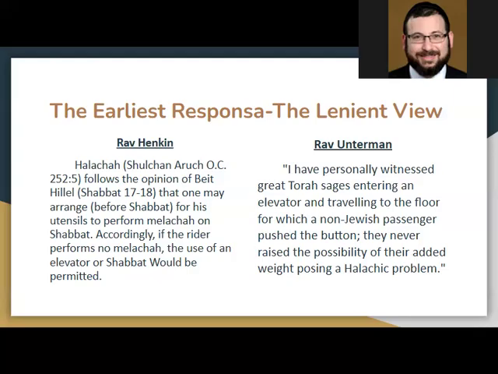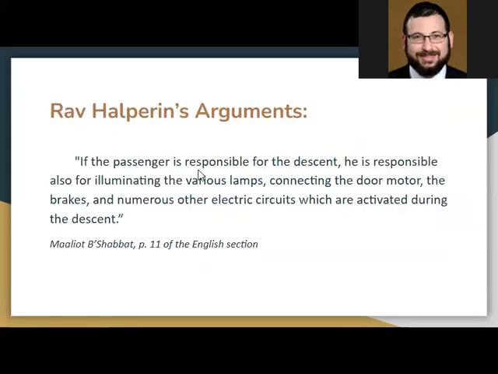However, this is where things get really complicated. And here is Rav Halpern. Rav Halpern is the director of the Institute for Science and Halacha in Jerusalem. And he published a work on elevators, which he entitled Ma'aliot b'Shabbos, which essentially means elevators on Shabbos. And it revolutionized the way many halachic authorities view elevator usage on Shabbos.